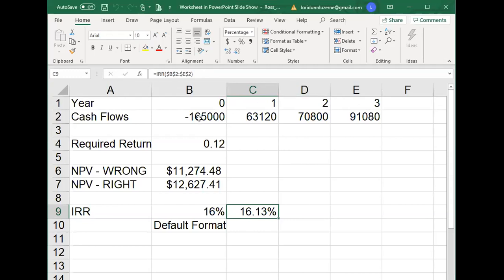So it knows the first one will be time 0, and the remaining ones are the end of the first year, the end of the second year, the end of the third year. And when you put that in, it will calculate your internal rate of return. So very easy to use. Then you can compare it to your required rate of return to see if you should accept the project or not.